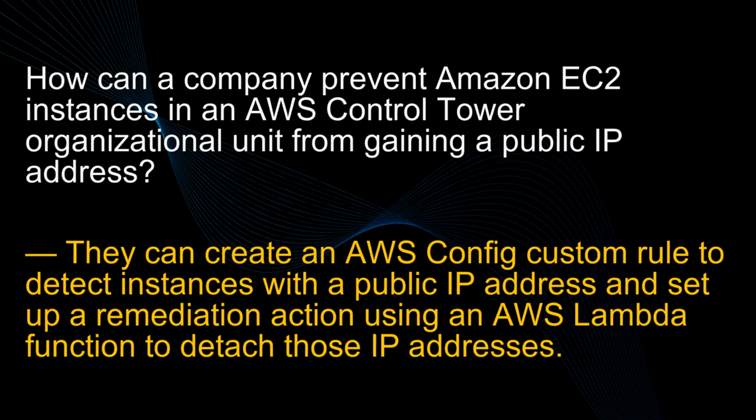How can a company prevent Amazon EC2 instances in an AWS Control Tower organizational unit from gaining a public IP address? They can create an AWS Config custom rule to detect instances with a public IP address and set up a remediation action using an AWS Lambda function to detach those IP addresses.